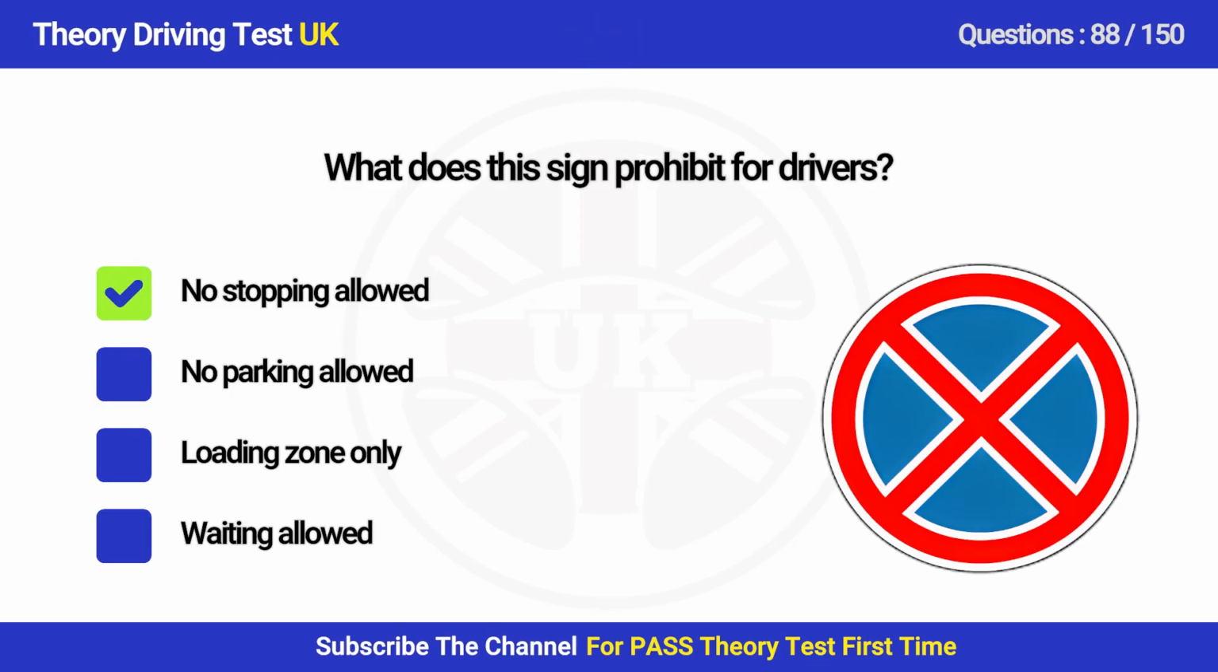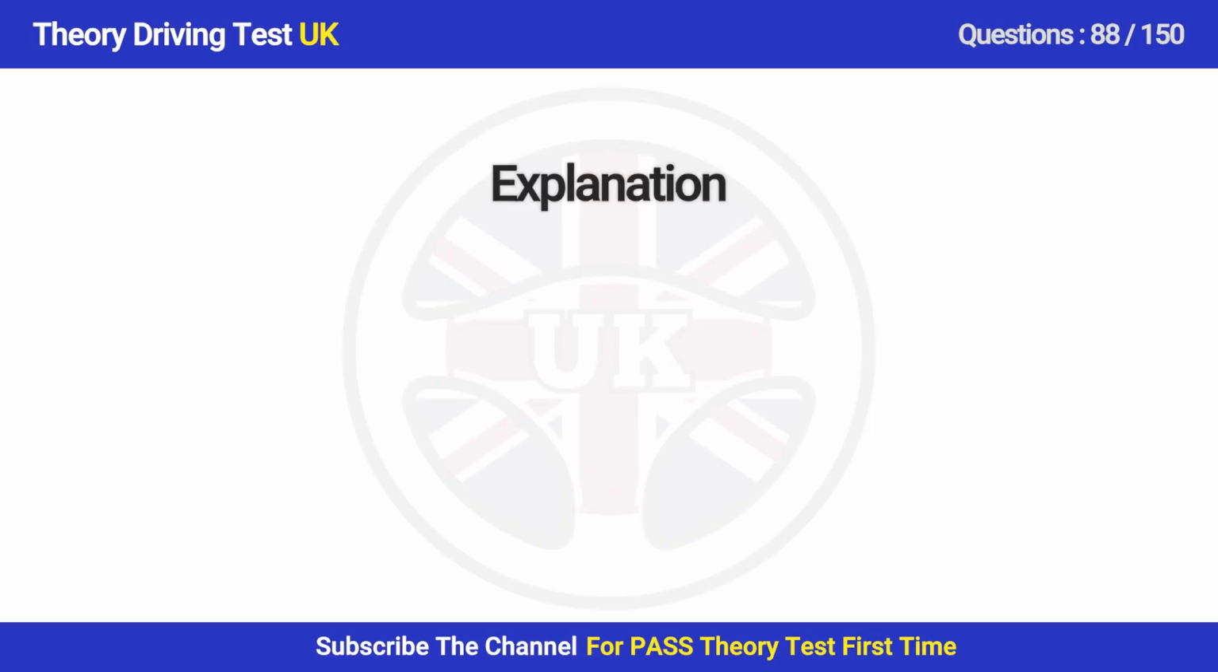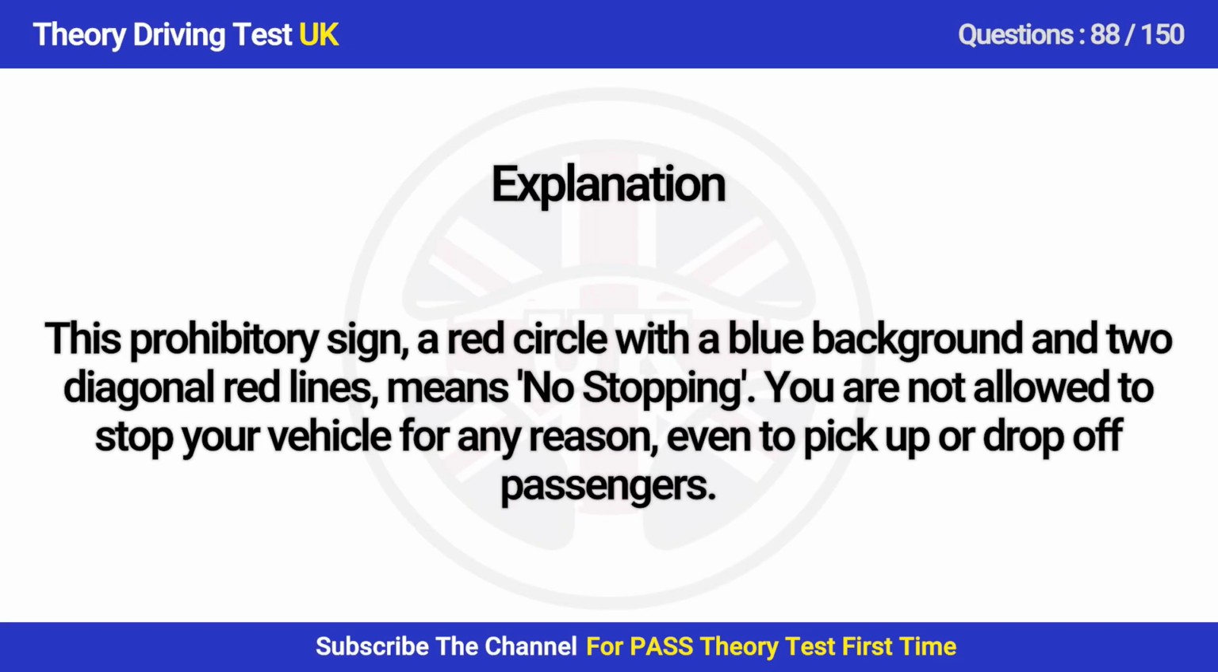Answer is A. No stopping allowed. This prohibitory sign, a red circle with a blue background and 2 diagonal red lines, means no stopping. You are not allowed to stop your vehicle for any reason, even to pick up or drop off passengers.